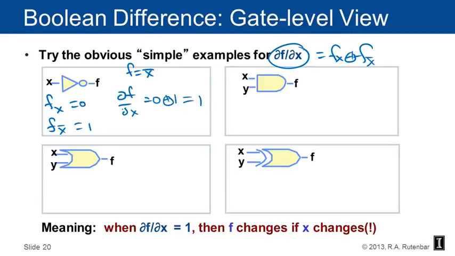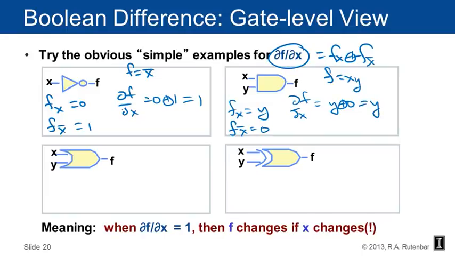And it's not at all clear there's a pattern yet, but there is. We have to do a little more work. So here is f = xy. This is a simple AND gate, right? f of x, the positive cofactor, is 1 and y, so that's just y. And f of x bar, the negative cofactor, we take x and make it a 0, and you just get a 0. So the difference ∂f/∂x is y exclusive OR 0, and that's just y.